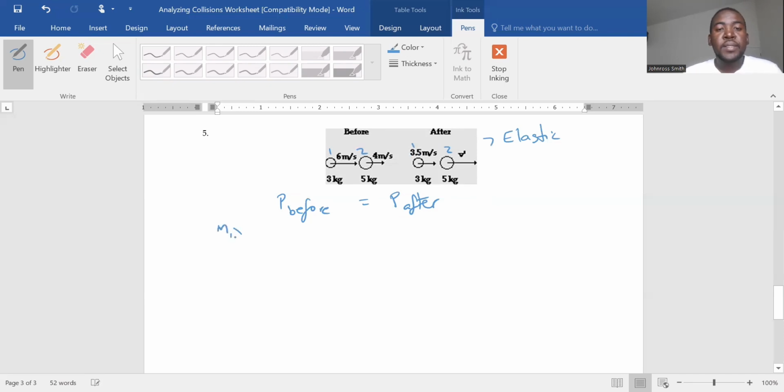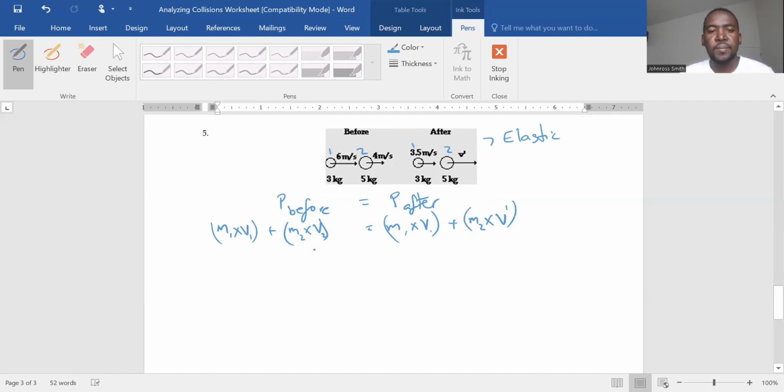So it's mass of 1 times velocity of 1 going to the right, plus mass of 2 times velocity of 2 also going to the right, equals mass of 1 times velocity, which is going to the right, plus mass of 2 times v' also going to the right. So everything is positive because they're going to the right. So we substitute: 3 times 6 plus 5 times 4 equals 3 times 3.5 plus 5 times v'.